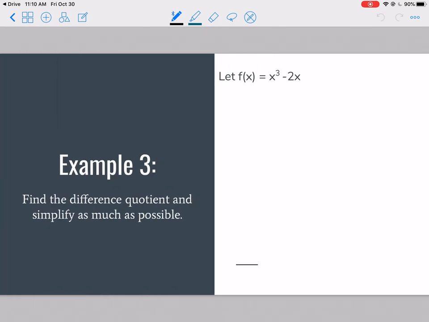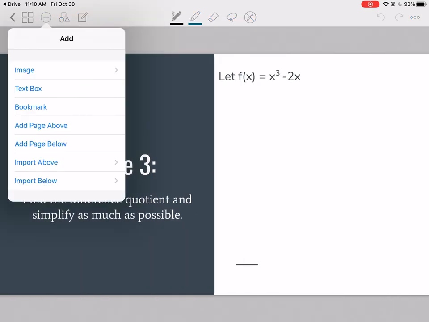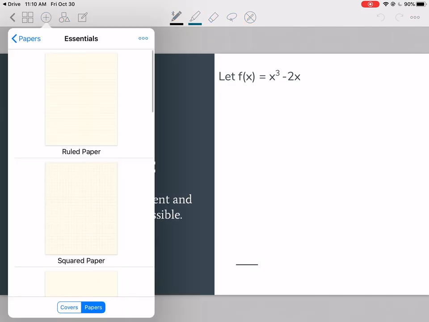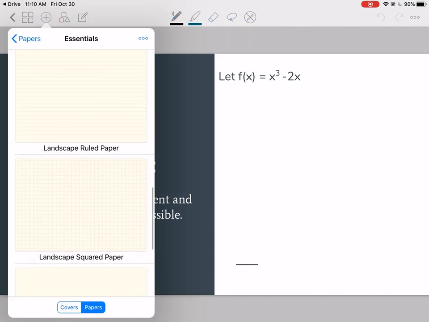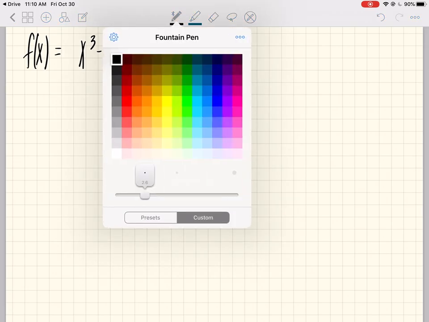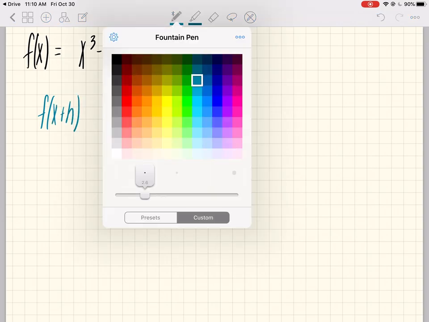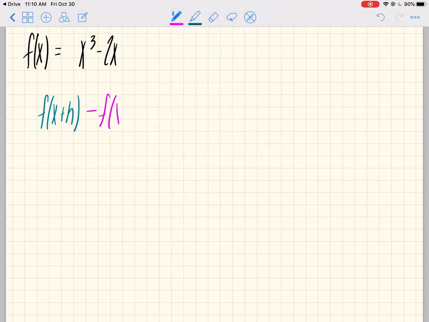Example number 3, we've got f of x equals x cubed minus 2x. I'm going to write this on a separate sheet of paper just because this one gets a little bit bigger and a little bit more messy. So let me just write this out here. I'm going to add a page below. Okay, so starting with f of x plus h, we then want to subtract f of x from that, and then we want to divide the entire thing by h.